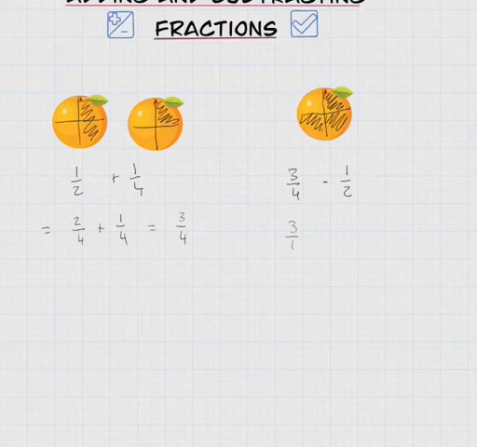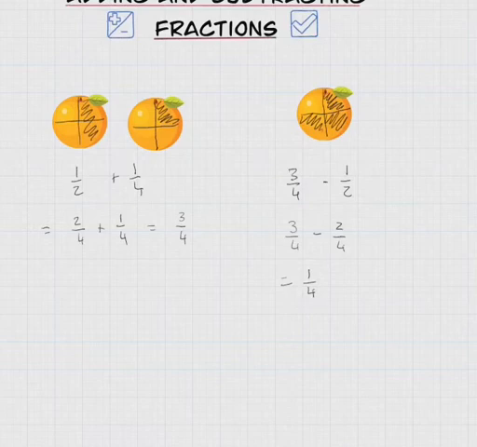So I get 3/4 minus 2/4. Now I've got two fractions with the same size parts. I can quite easily do this. 3/4 minus 2/4 is equal to 1/4. And this is actually just the reverse of what we did on our last problem. But I hope it illustrates the point.